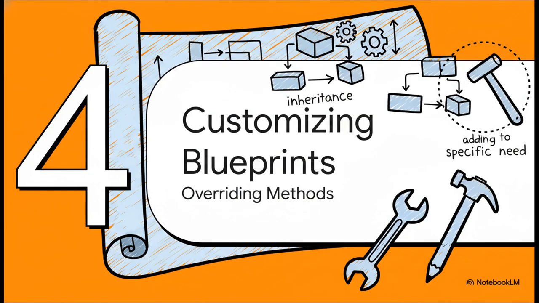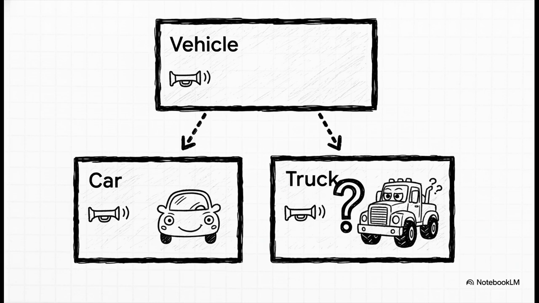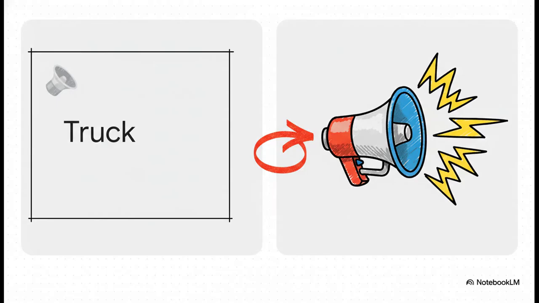Inheritance isn't just about blindly copying everything. Its real power comes from the ability to take what you get and then customize it or even add to it for your own specific needs. Let's go back to our example. Imagine our master vehicle blueprint has a method called honk, and it's just a standard, polite little beep beep. That's totally fine for a car, but a big, heavy-duty truck, yeah, that's probably going to need something a little louder. Now, what's really interesting is how we solve this problem.